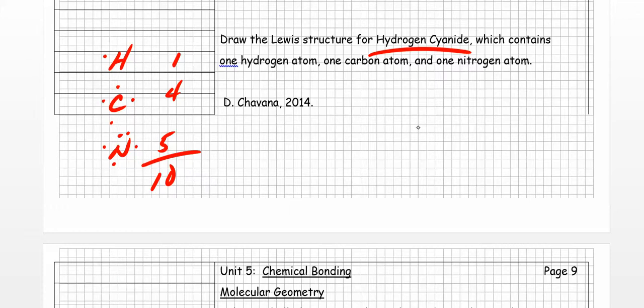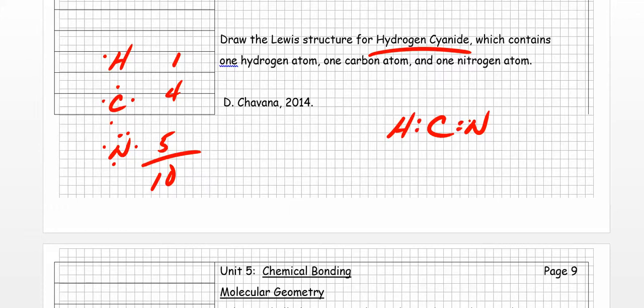Now let's draw the basic skeleton structure. Remember that carbon will be in the middle, right? Carbon is going to be in the middle. So we'll put that one right there. We'll put the hydrogen here, and we'll put the nitrogen here, just like that. So let me begin by taking some of these 10 electrons and forming what we call the skeleton structure, just like that.